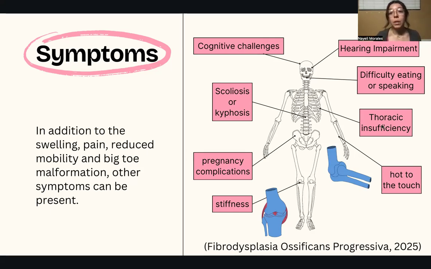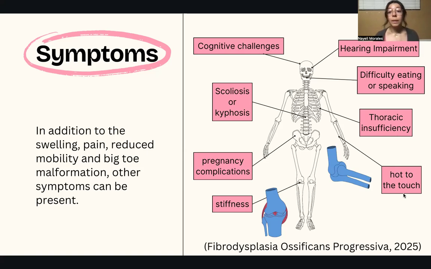Another one would be thoracic insufficiency, and this will greatly impact the survival of people who have FOP. The reason is that it will restrict the expansion of the lungs because of that extra bone that's surrounding the rib cage. So it will cause problems breathing.